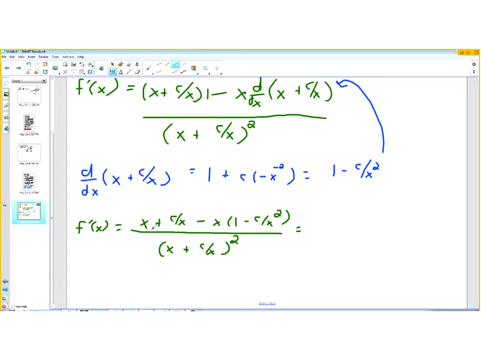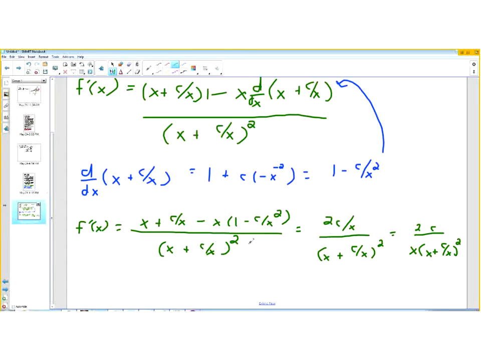So that's equal to, well, the x's cancel. That would equal 2c over x times x plus c over x squared. Okay, and so that is equal to 2c divided by x times x plus c over x squared. Okay, all right. What else can we do?